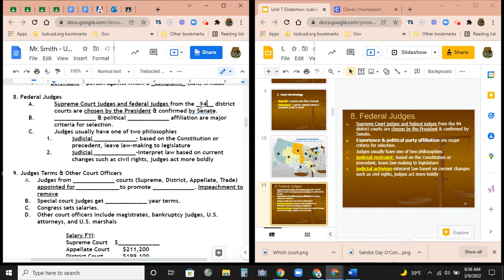I have 94 district courts chosen by these. Okay, why does it matter so much? These are lifetime appointments for the federal and Supreme Court justices, so they'll be there a long time. It's a really good gig too, so they're highly coveted.